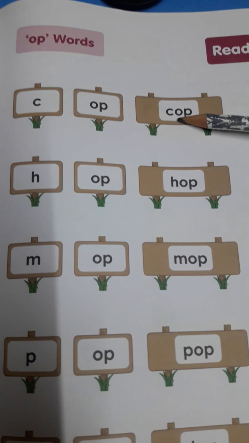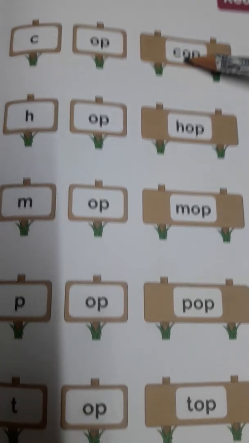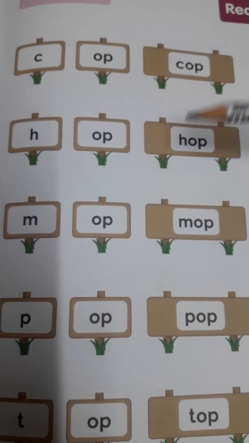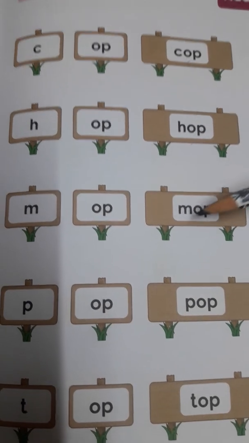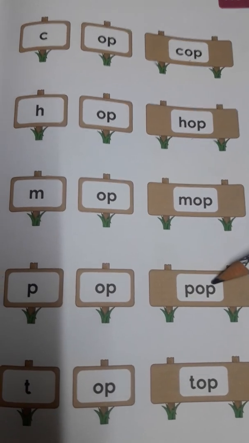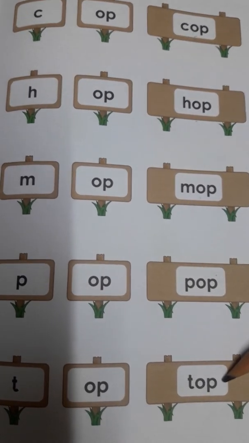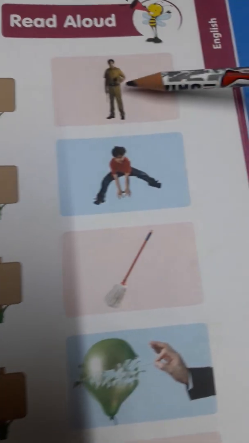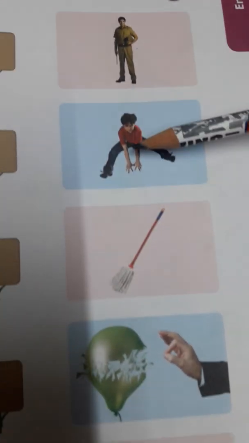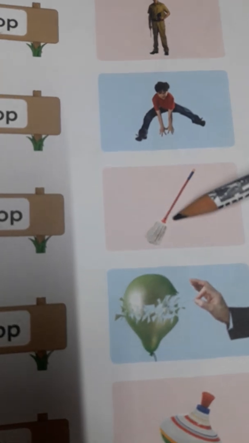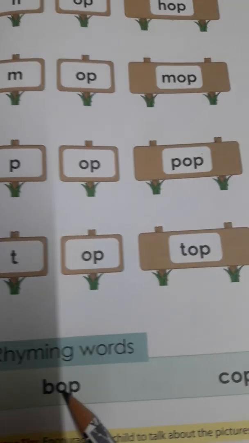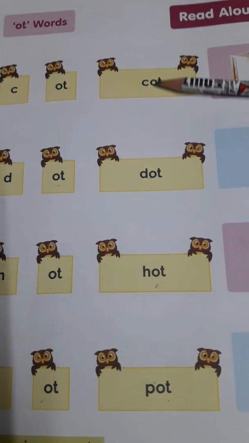Now see, these are op words. OP. K-op, cop. H-op, hop. M-op, mop. P-op, pop. T-op, top. So see the pictures. This is cop, hop, mop, pop, top. Now see the rhyming words: bop, cop, pop.